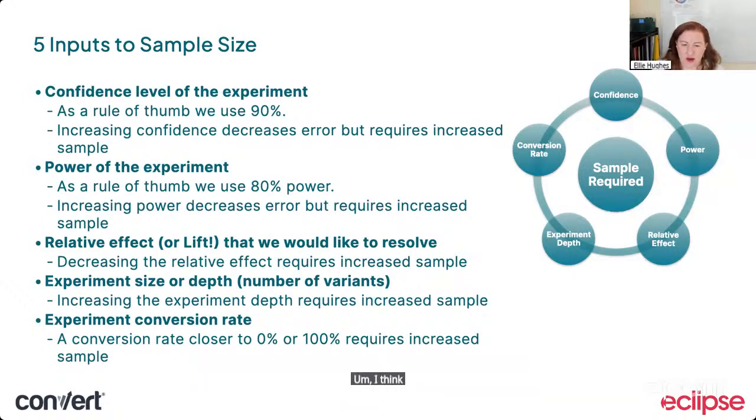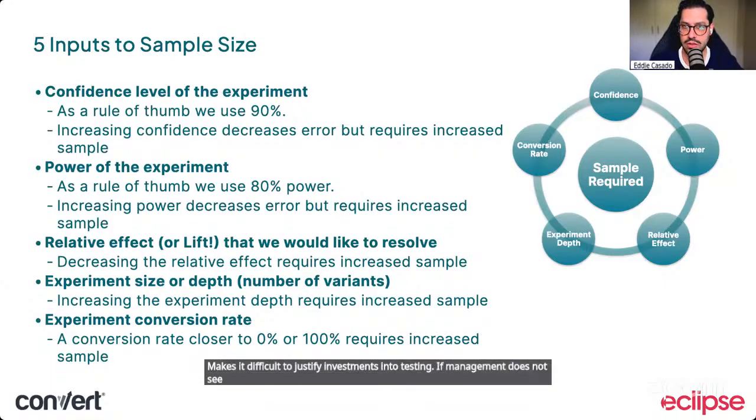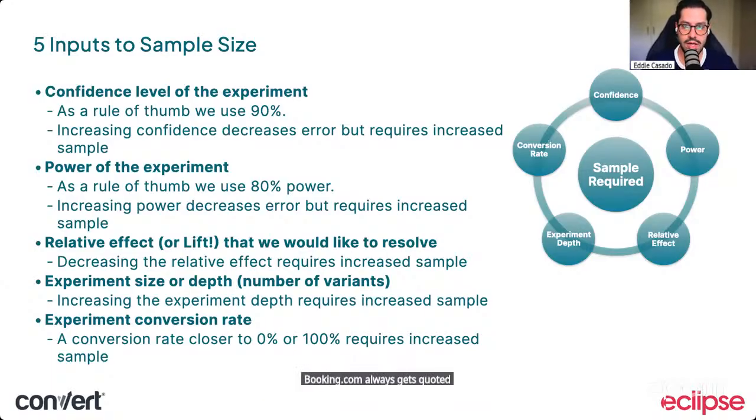I think your other question you've put here. I have it here. Positive lifts in A/B test after rollout. This is really disappointing. What is your take on this problem? Makes it difficult to justify investments into testing if management does not see the positive results. And she also mentioned that Booking.com always gets quoted when covering this topic. So any experience, Ellie, that we could share with Suzanne and the rest of the people on our session today about this problem arising on lower traffic sites, and how do you solve for them?